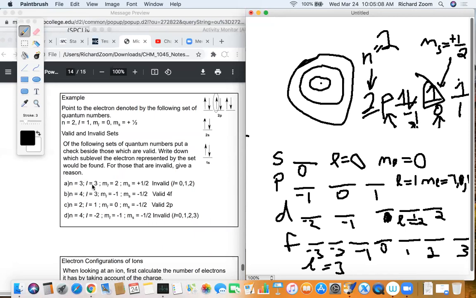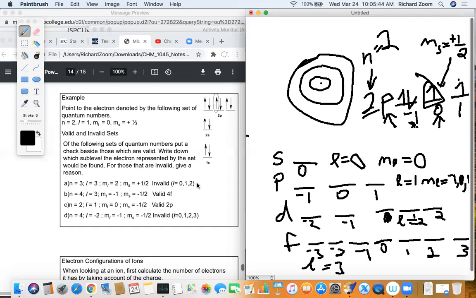So when we look at this set of quantum numbers, n equals 3 is okay. L equals 3 is not okay, because the maximum value for L if n equals 3 is 2. It can go from 0 up to 3 minus 1, which is 2. So 0 to 2, that makes this invalid. L can only be 0, 1, or 2. It can't be 3. And once you've found one invalid quantum number, the whole set is invalid, so this set is an invalid address. Does anybody have any questions about this?